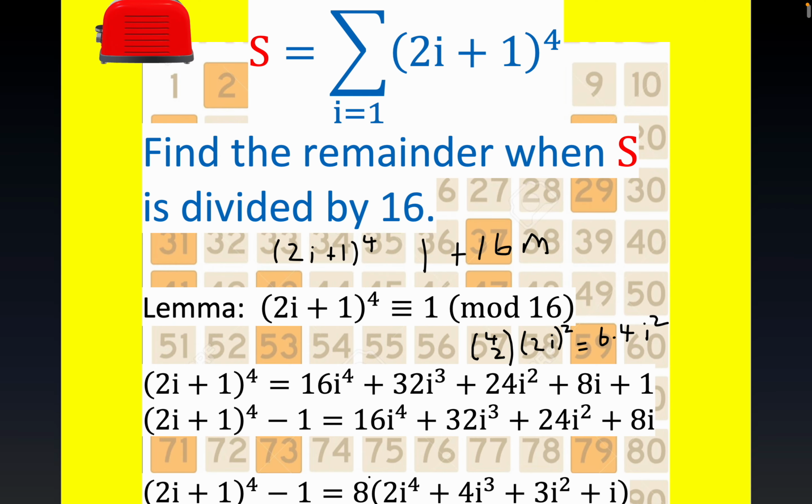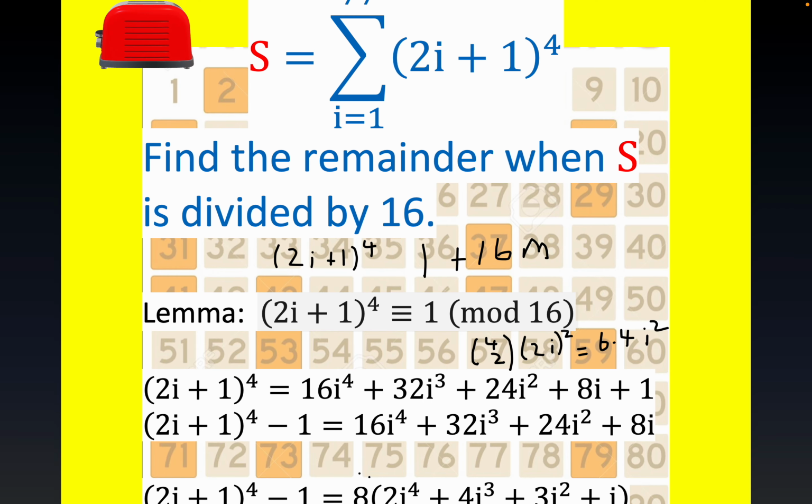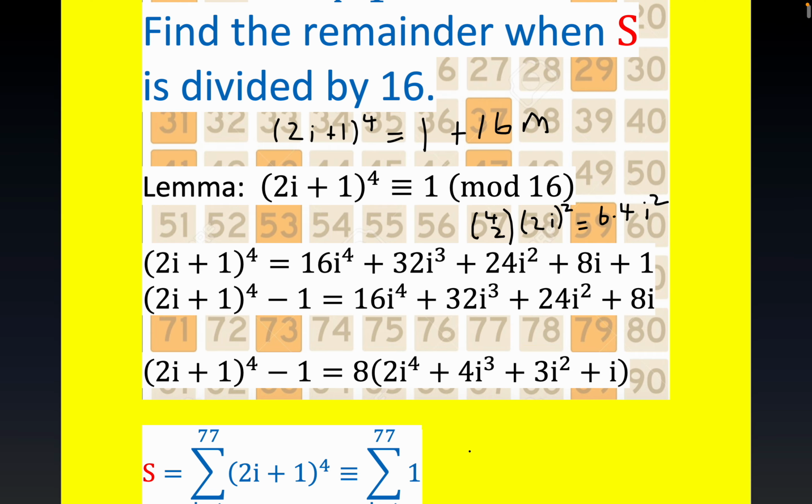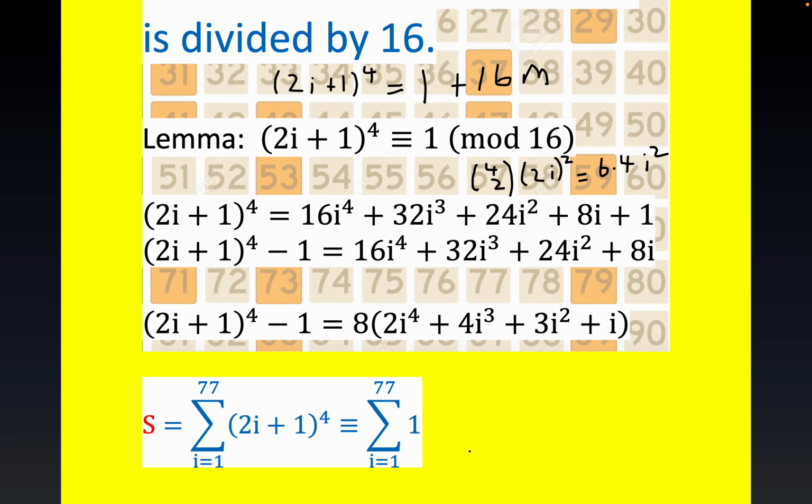Now, I should have put an equal sign right here, shouldn't I? Notice you can rewrite this like this: (2i plus 1) to the 4th minus 1 is equal to all of this. And you can rewrite this that way also. So we're going to show that this right-hand side has to be a multiple of 16. Okay, so let's do that. The first thing that's pretty obvious is you can factor an 8 out. So right now we just have a multiple of 8.